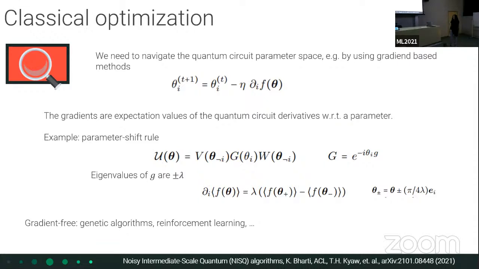Okay, thank you. I just wanted to mention that because in general, we always talk about gradient-based methods, but there are other ways to optimize, and it's an open problem to find the best way.